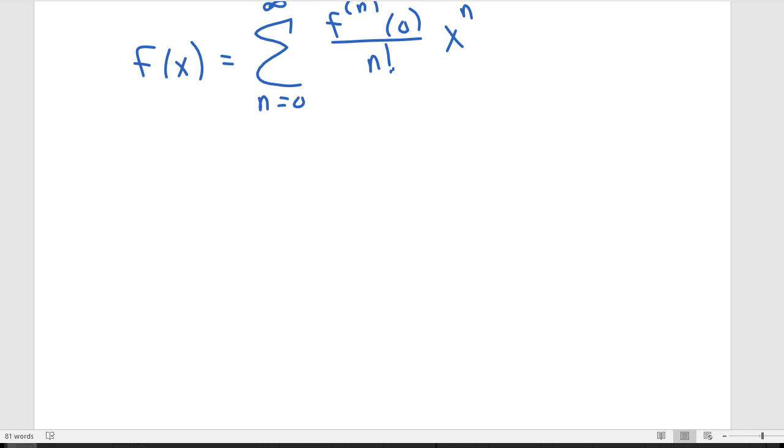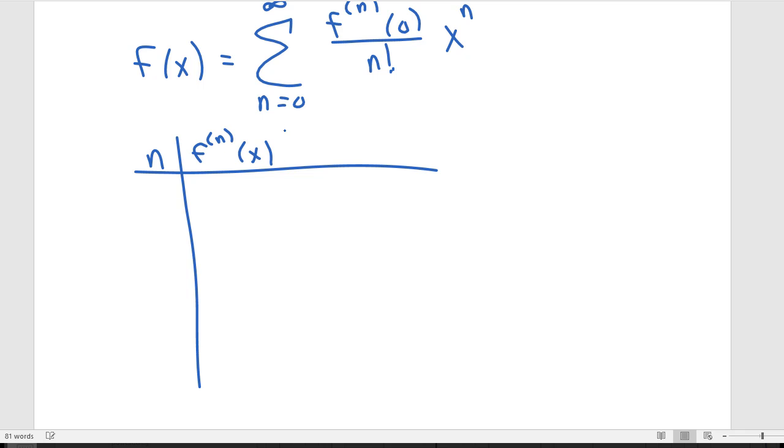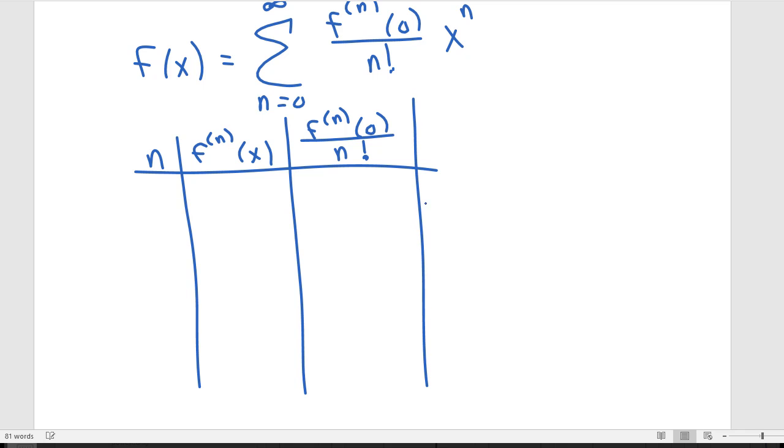I'm using the e to the x function, so I'm going to look at the values of n and build those coefficients. I'm going to first find the nth derivative of the function in general, and then the nth derivative evaluated at 0. I'll save a little time and divide by n factorial as well, and then multiply by x to the n. So I take that coefficient, divide by n factorial, and multiply by x to the n.